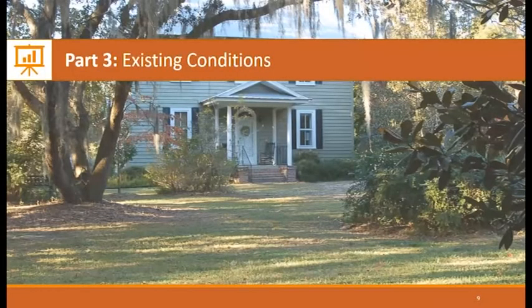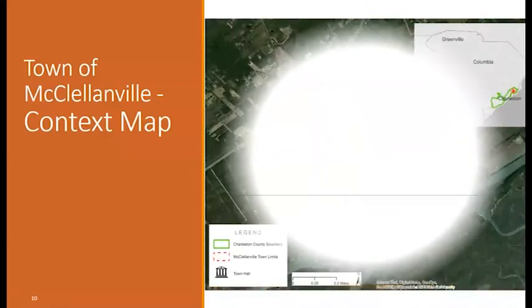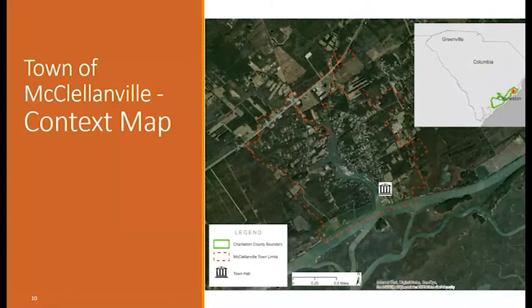Now we're getting into Part 3, existing conditions, which is what I mentioned, the meat of this analysis. Here I'm just showing you a town context map. The small inset map to the right is showing the town's location in the state context. As you know, the town is on the eastern coast, about halfway up the South Carolina coastline.